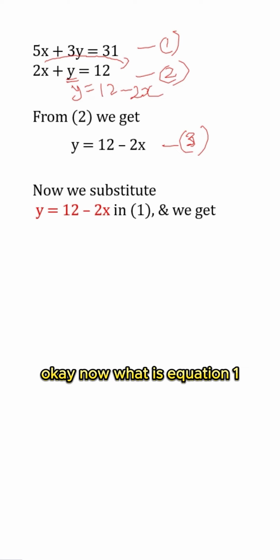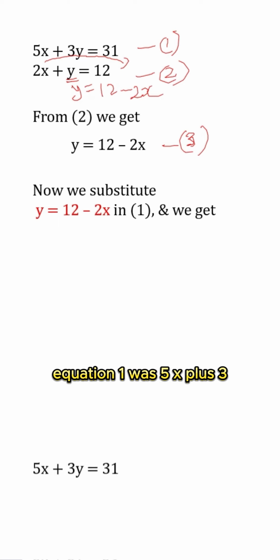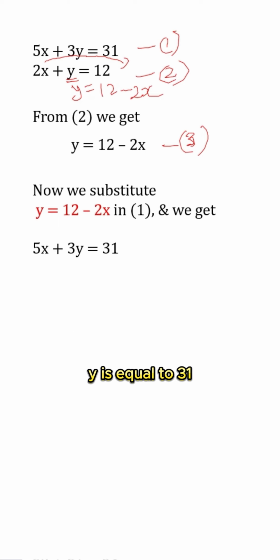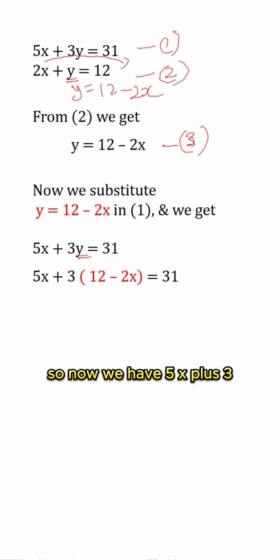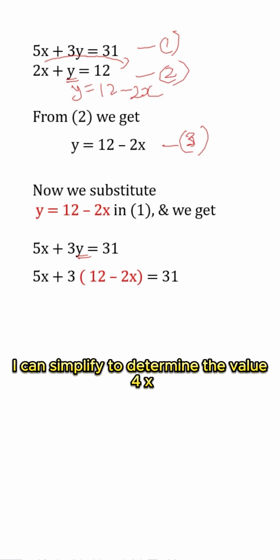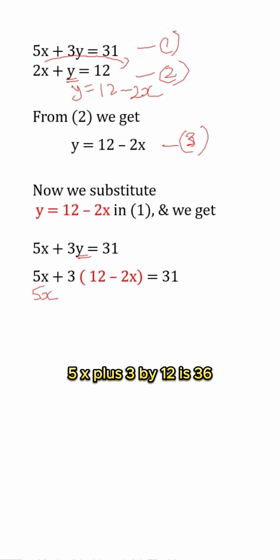Okay, now what is equation 1? Equation 1 was 5x plus 3y is equal to 31. So wherever I see y, I want to substitute 12 minus 2x. So now we have 5x plus 3, what is y? 12 minus 2x. And from this, I can simplify to determine the value for x. 5x plus 3 by 12 is 36. 3 by minus 2x is going to give me minus 6x, is equal to 31.